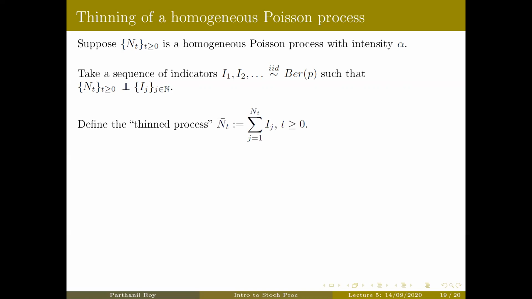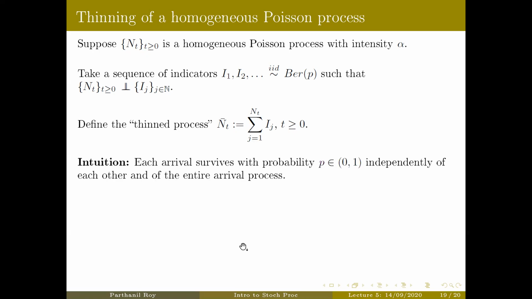Define what is called the thinned process, N bar(t), which is, for every t non-negative, nothing but the sum of Ij where j runs from 1 to N(t). Now, what is this quantity? Think of it this way.